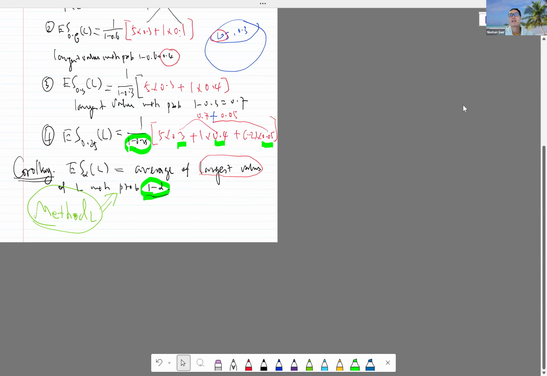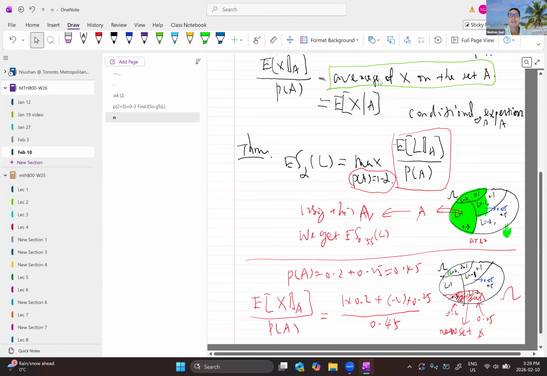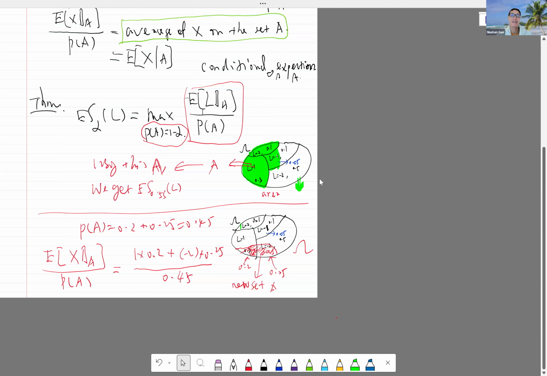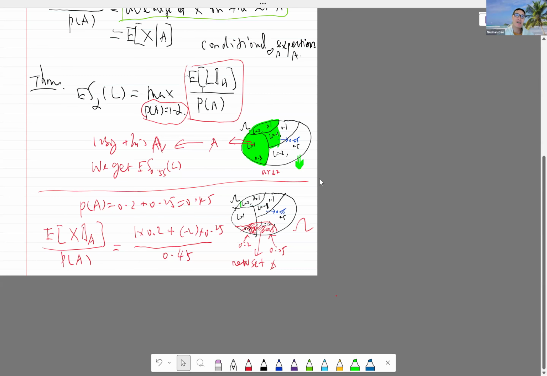It's fine. So if you compare this one, expected form is the average of the largest values of L with probability 1 minus alpha, right? Now you can get this one, right? It's the average of values of L on a set with probability 1 minus alpha. But especially, I want you to choose the largest values.